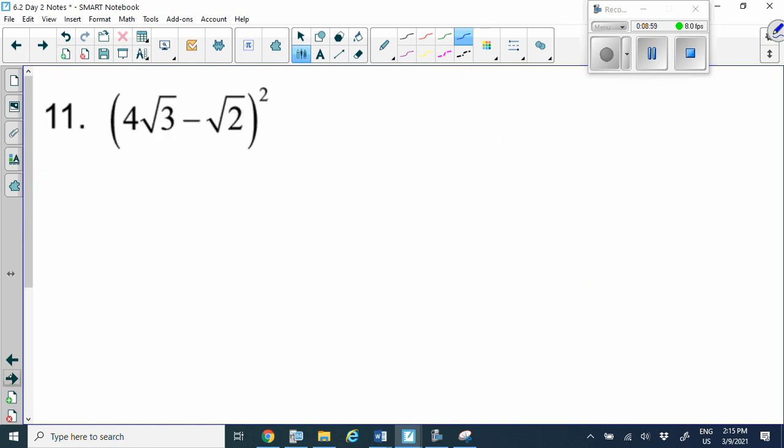Okay, we're going to do our last final one. We have 4 square root of 3 minus square root of 2 squared. Now remember, we're dealing now with exponent rules. Notice we have a subtraction sign in between our two terms. Remember, anytime we are adding or subtracting, you cannot combine or distribute the exponent.